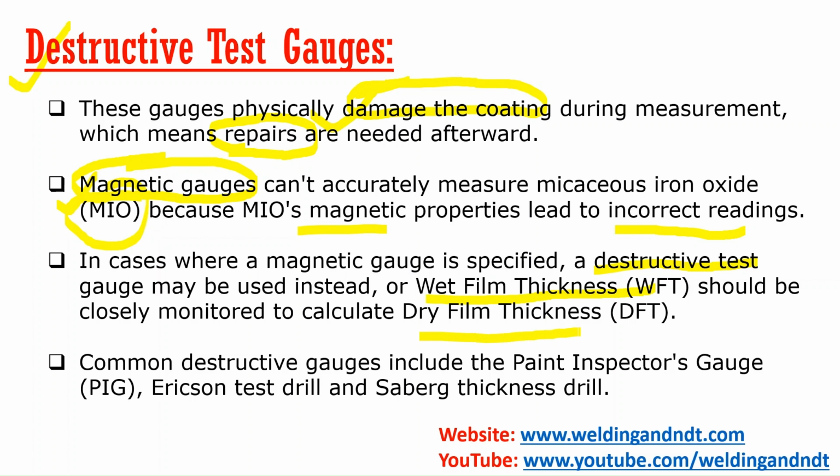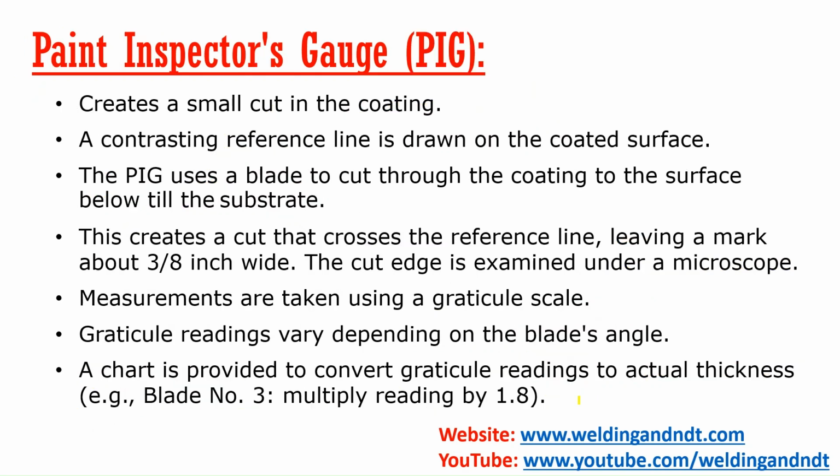So common destructive test gauges are the paint inspector's gauge, also called PIG in short, which we'll study in our video lecture series. Then the second one is the Ericsson test drill, and the third one is the Sabberg thickness drill. So we'll study the paint inspector's gauge in this video.